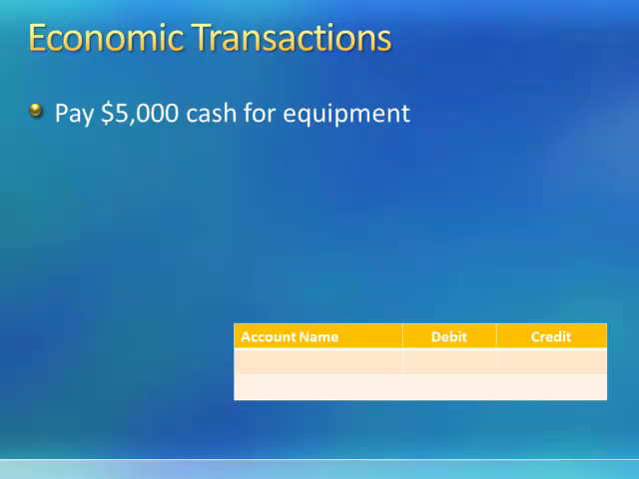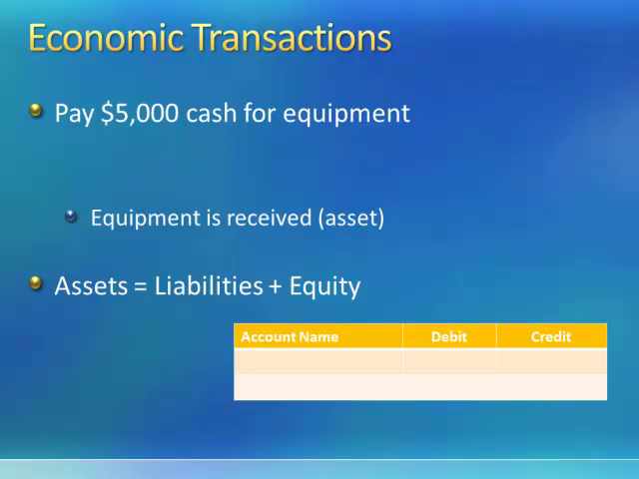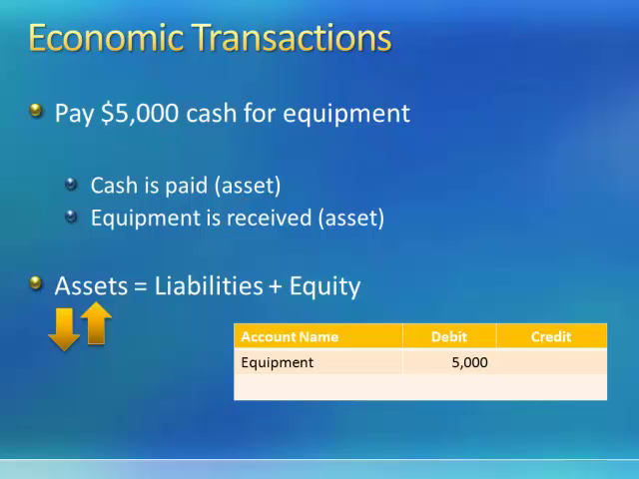Our next transaction is to pay $5,000 in cash for equipment. Equipment is received. Equipment is an asset, so we have an asset going up. We debit the asset account equipment for $5,000. We also have cash being paid. Cash is an asset. Since cash is going out, our asset cash is going down. So to decrease our asset cash, we credit cash $5,000.